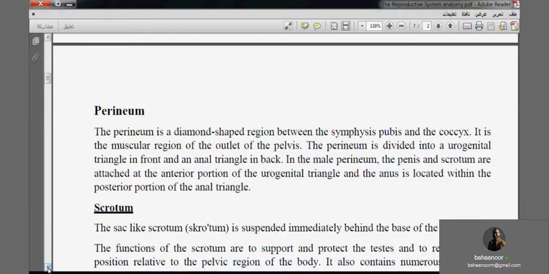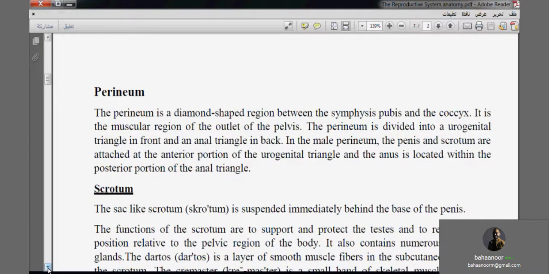هذه اللي على شكل دايموند. هاي المنطقة تكون منطقة عضلية بين البيوبس والكوكسكس، بين منطقة العانة ومنطقة العصعص، مقسمة إلى قسمين: يوروجينيتال تراينجل بالأمام وانال تراينجل يكون بالخلف. بالنسبة لليوروجينيتال، الـpenis and scrotum attached at the anterior portion of it, while the anus is located within the posterior portion of the anal triangle.